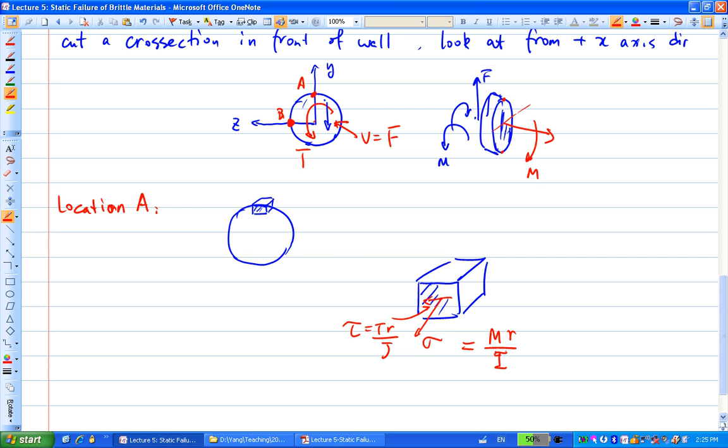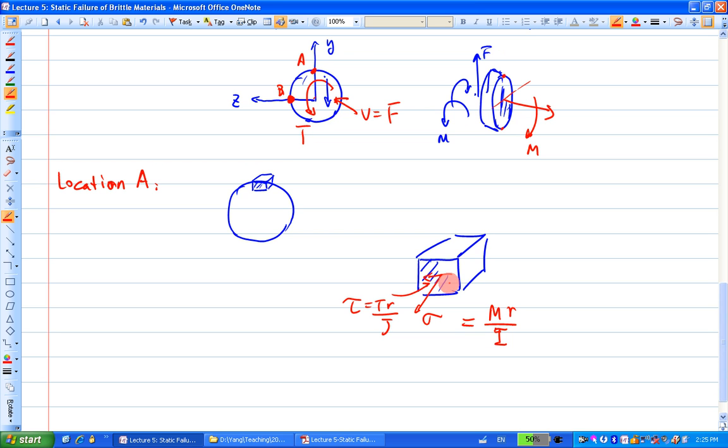Now, to be more precise, I'm going to draw this stress element in the x, y, z coordinates that we designated in this question. But however, let's finish this stress element first. So on this cross section, here are the two stresses, and there's nothing else.